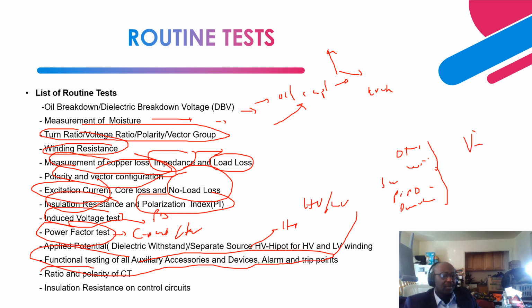Next is the ratio and polarity of the CT, the CTs that you see inside the turret of the bushings, right? They also have to be tested. Then there's testing for the turns ratio and the polarity. Then for your control circuit, you also need to perform insulation resistance, and testing is done at 250 volts, and not more than 500 volts.